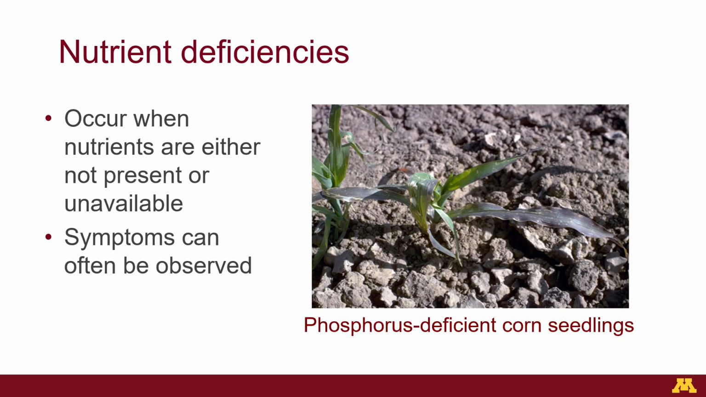What happens when plants don't get enough of the nutrients they need? When crops do not get as much as they need of a particular nutrient, either because it is not present in the soil or because it is present but not available to the plant, you may observe symptoms of nutrient deficiency. These will often include yellow, discolored, or curling leaves and stunted growth.